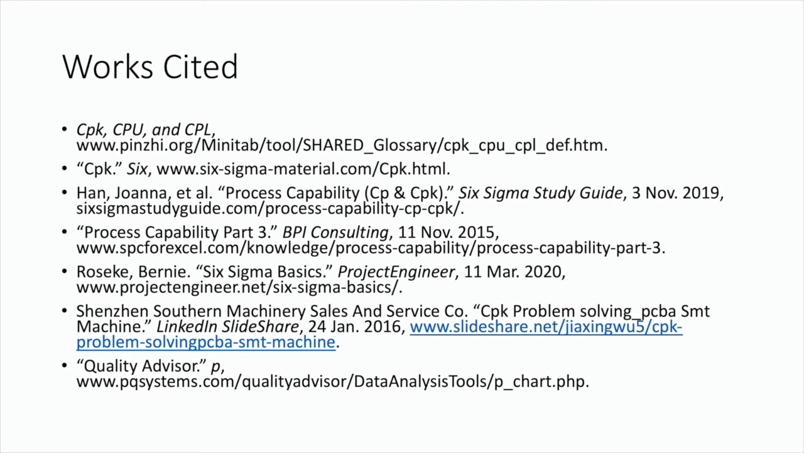This is our reference page. This is where we have the questions and other sites that we've studied and researched.